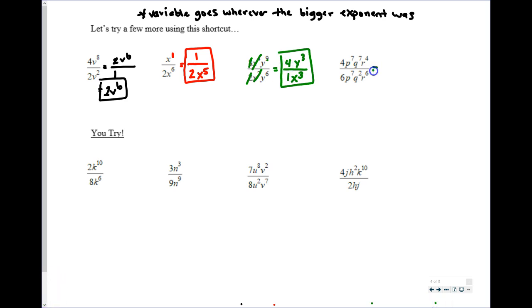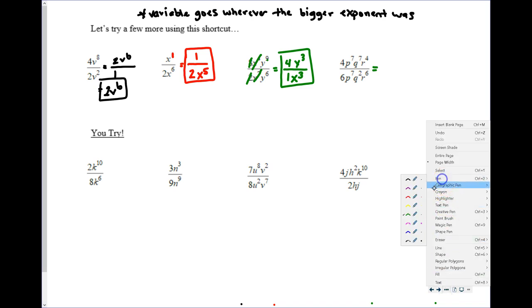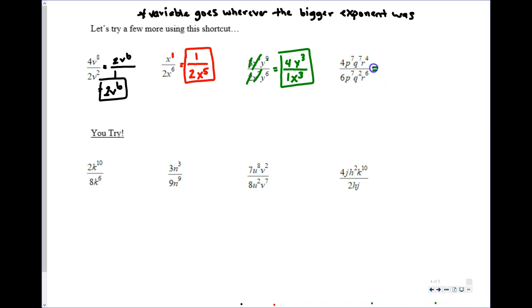Alright, one with 3 variables doesn't change what we do. It just makes the problem a little bit longer. So 4 divided by 6. This simplifies to 2 over 3. When we reduce that fraction, I'm going to cross that off. Now let's subtract the p's. 7 minus 7 is 0, and it's the same thing on top of the same thing, so I just cancel them out. Whenever I see the same exponent over the same exponent, they're gone. I don't even worry about it.